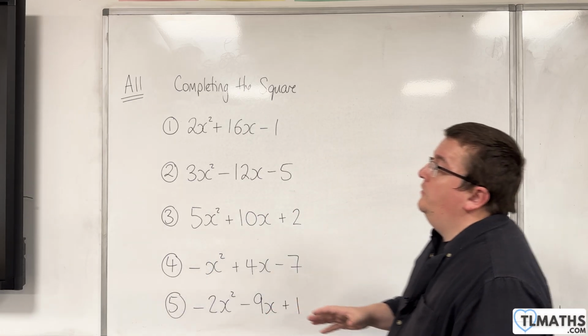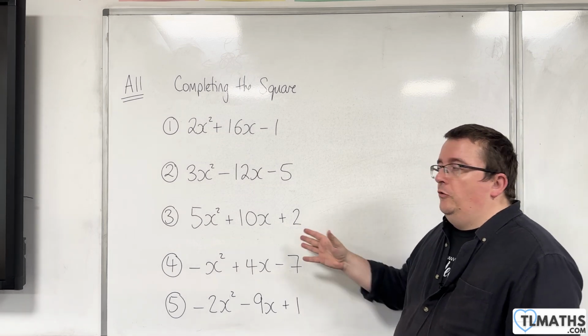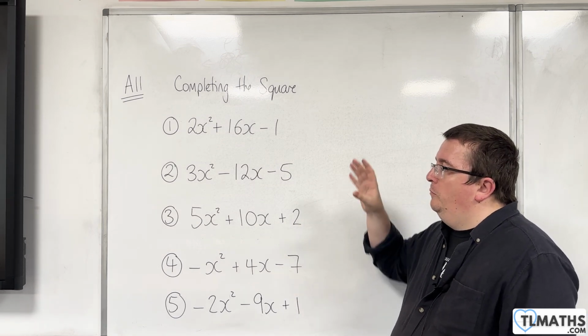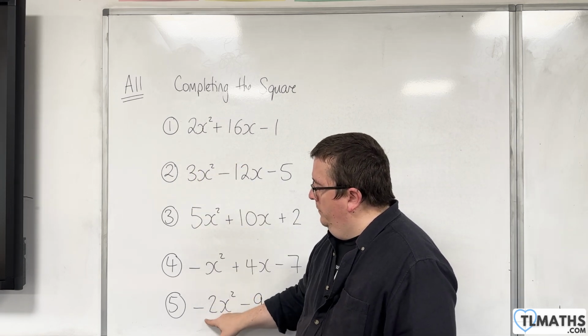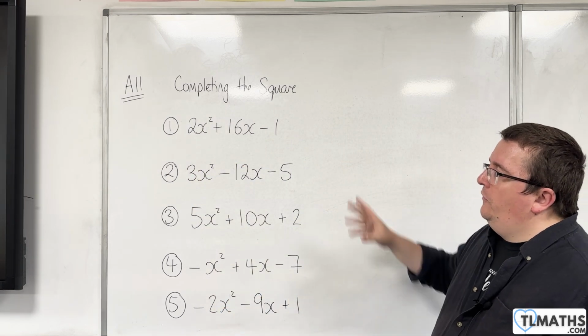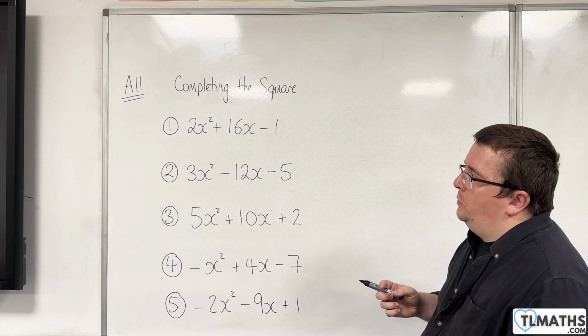So in this video, we're going to go through 5 more examples, but this time, as we saw in the previous video, we're going to work through examples where the coefficient of x squared isn't 1, okay? So we're going to complete the square for each of these. So let's start off with the first one.